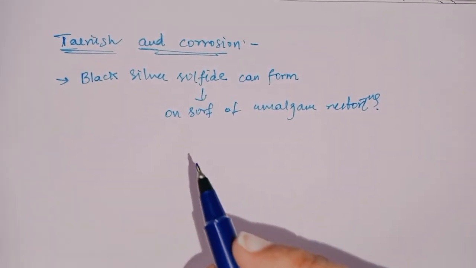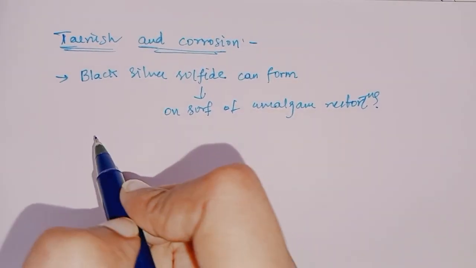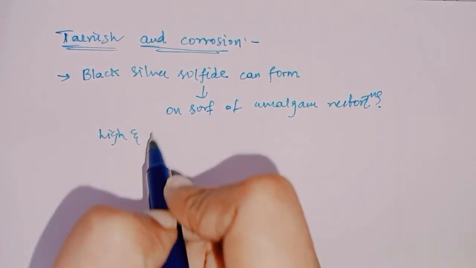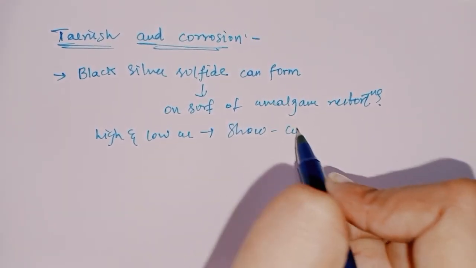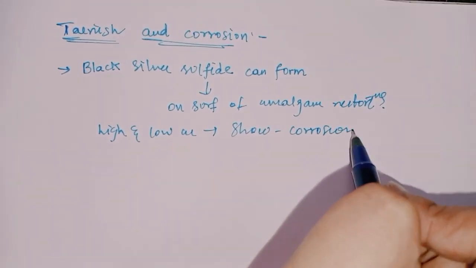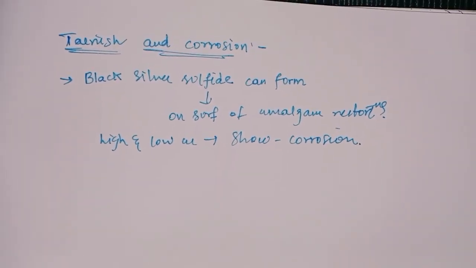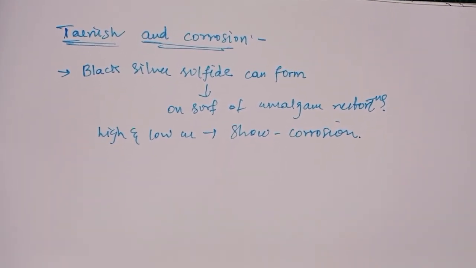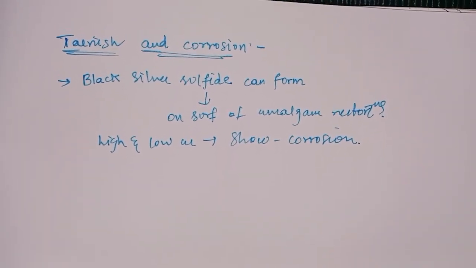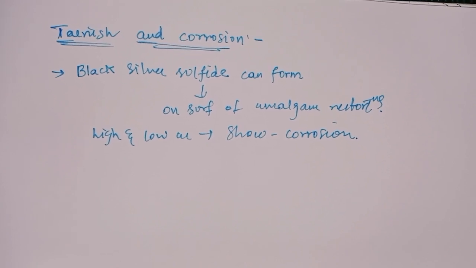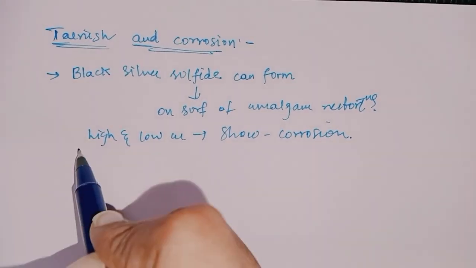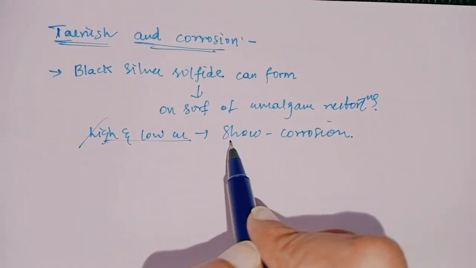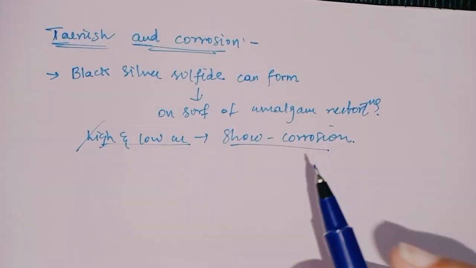Both high and low copper amalgam show corrosion. Amalgam restorations often tarnish and corrode in the mouth. Black silver sulfide can form on the surface of an amalgam restoration in some patients. Both high and low copper amalgam show corrosion.